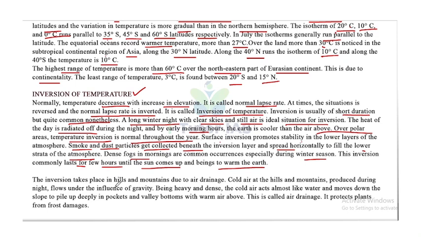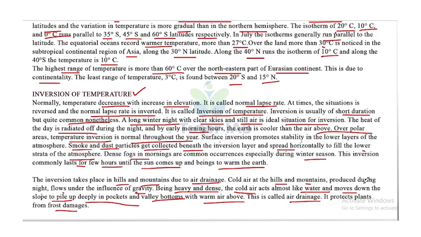Inversion also takes place in hills and mountains due to air drainage. Cold air at the hills and mountains produced during the night flows under the influence of gravity. Being heavy and dense, the cold air acts almost like water and moves down the slope to pile up deeply in the pockets and valley bottoms with warm air above. This is called air drainage. It protects plants from frost damage.